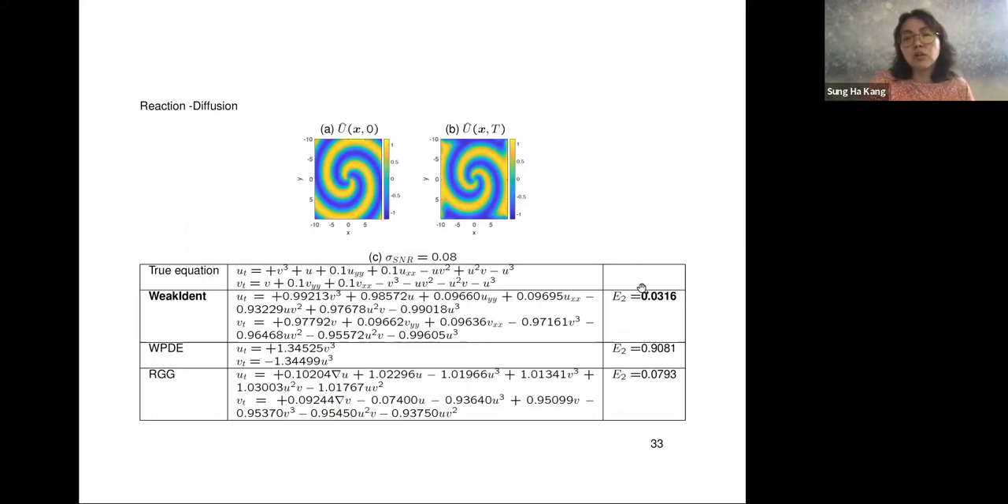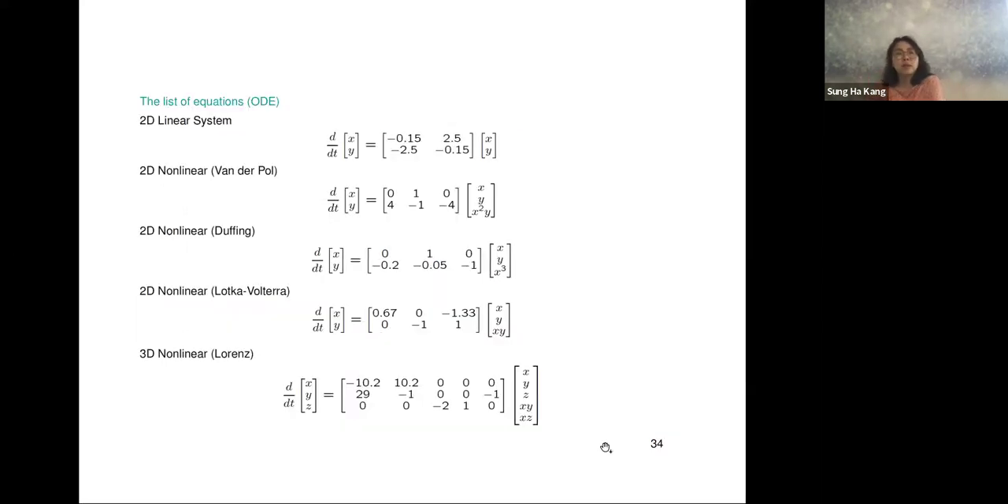However, if you look at the coefficient error, it is 0.03. So it is very, very accurate. We also apply this to ODE. For our purposes, we find ODE to be easier because it's not PDE, meaning that you don't have a spatial derivative.